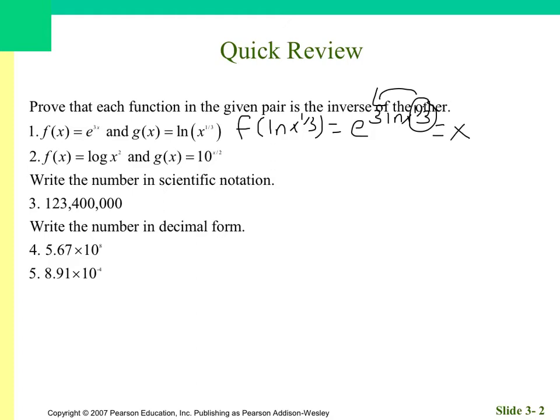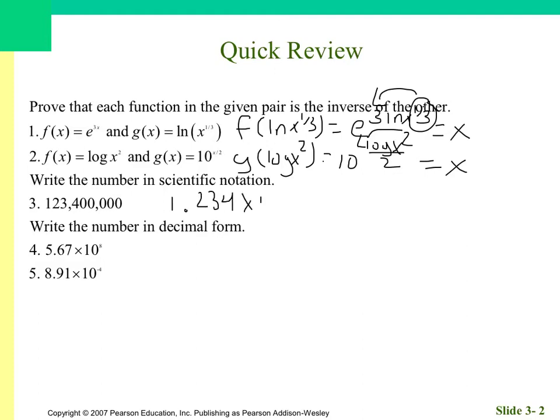And same thing if you go backwards. So we'll do it this way. So we should go g of f of x equals 10 to the log of x squared divided by 2. We'll bring that down, so 2 divided by 2 is 1, 10 to the log of x is x. It works both ways.